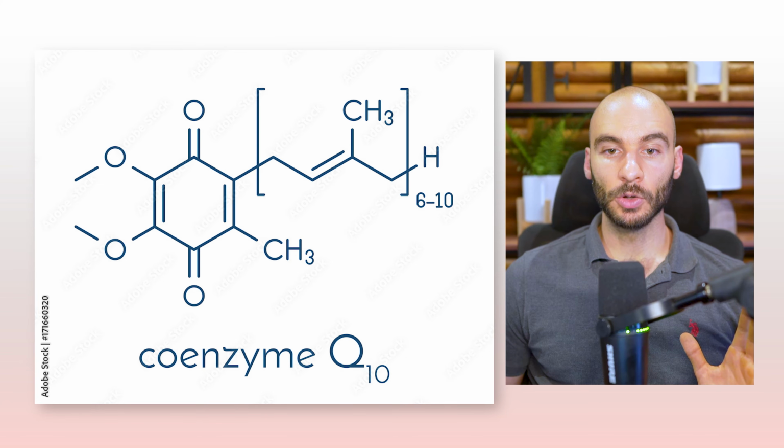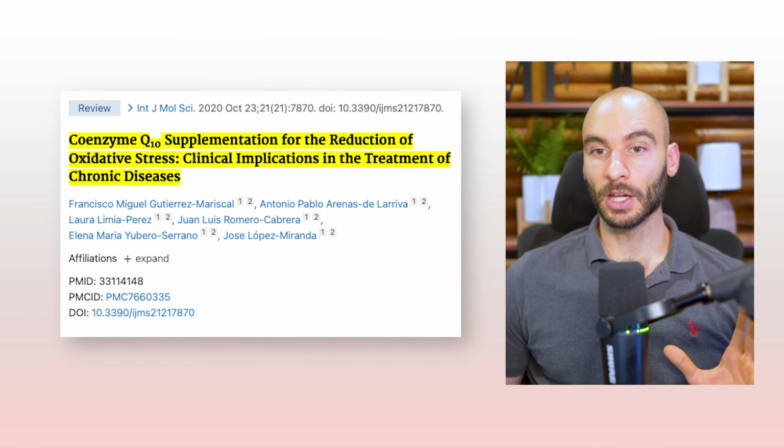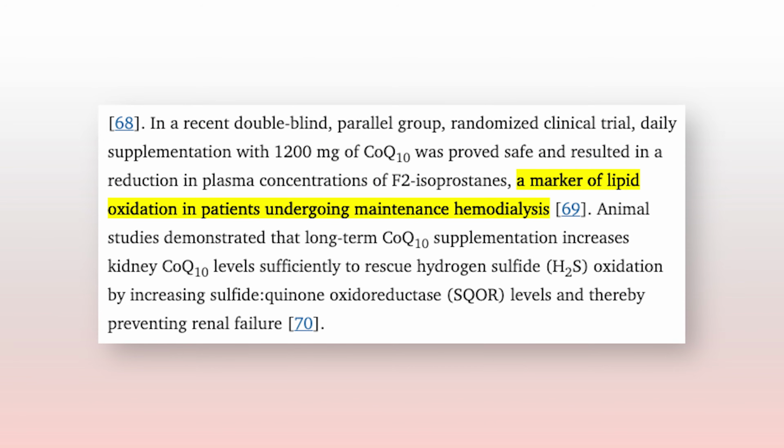Then we also have CoQ10. And basically, we have another double-blind randomized clinical trial here. So basically what they say in a recent double-blind parallel group randomized clinical trial, daily supplementation with 1,200 milligrams of CoQ10 was proved safe and resulted in a reduction in plasma concentration of F2 isoprostane, a marker of lipid oxidation in patients undergoing maintenance hemodialysis. So in patients with kidney failure who are on hemodialysis, giving CoQ10 improved or minimized lipid peroxidation.